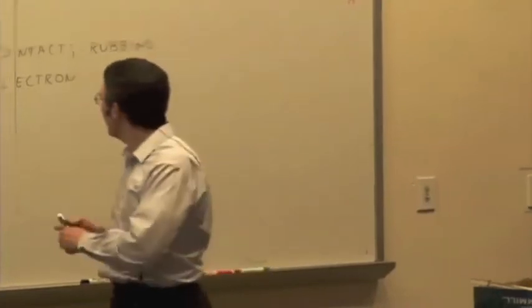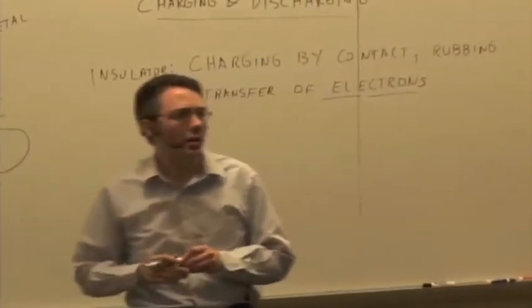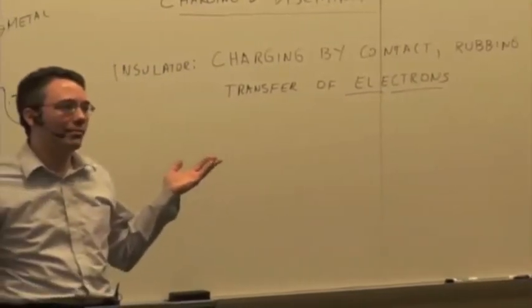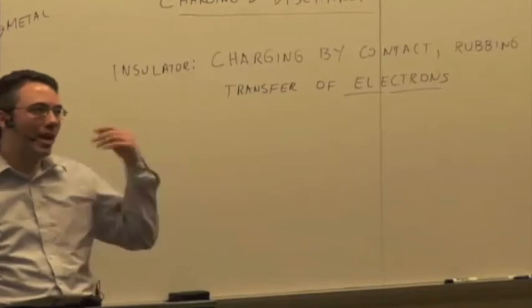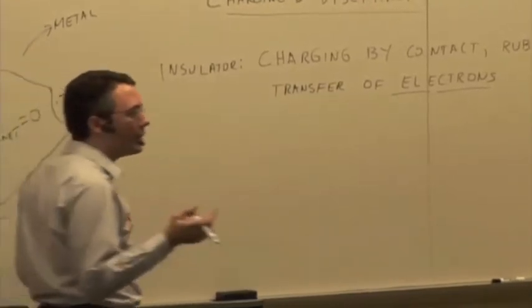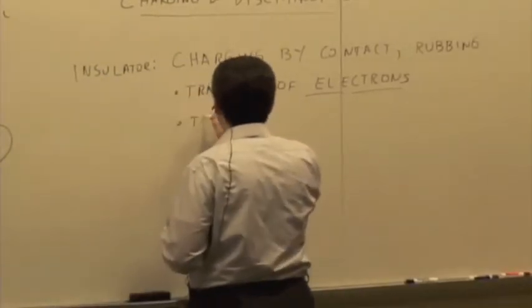Or what else could be transferred? We said what couldn't be transferred was what? Bare protons ripped out of the nucleus, right? But we could have a situation where instead of electrons, maybe we had ions. Yeah, ions could be transferred.